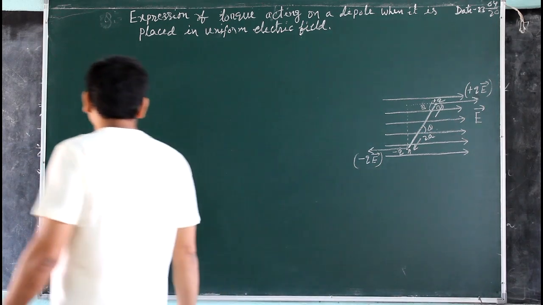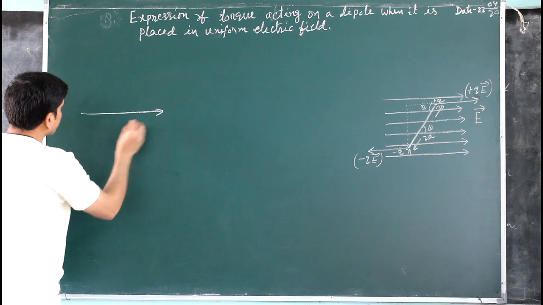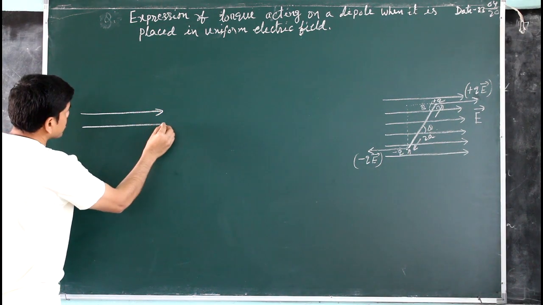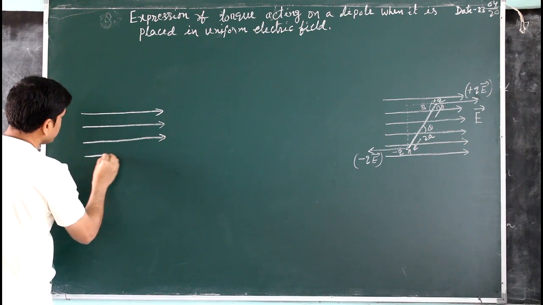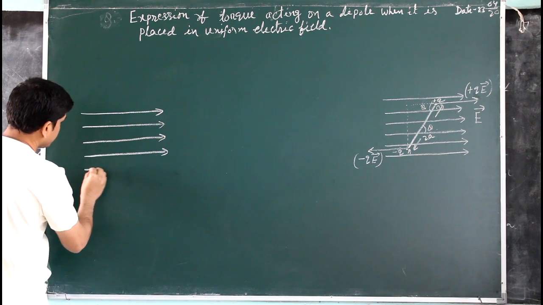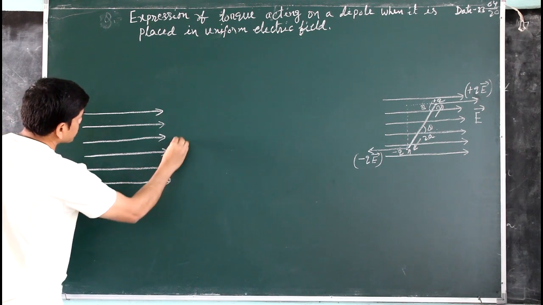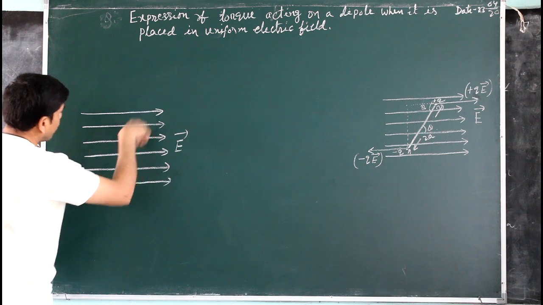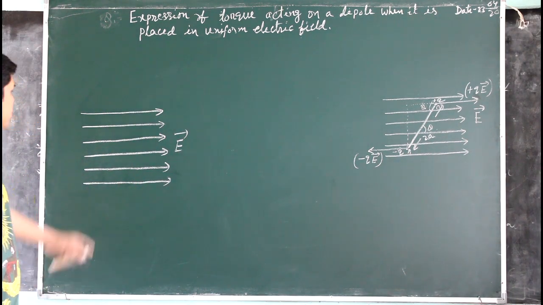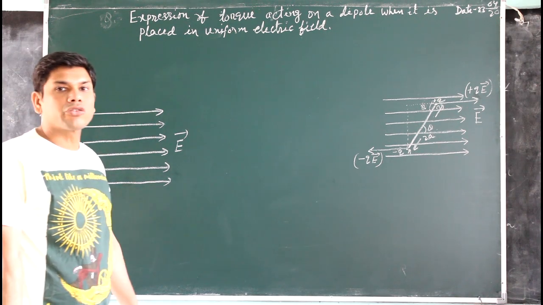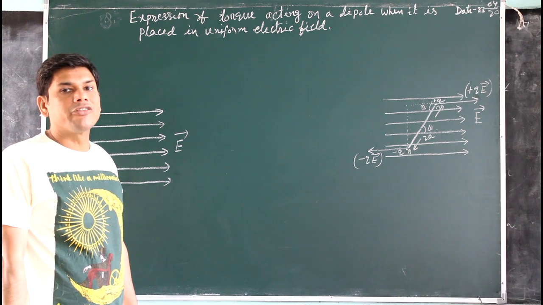Now, when the electric lines of force or electric field lines are equispaced with each other, all the lines are parallel to each other and equidistant to each other. This type of electric lines of force or electric field lines are called uniform electric field.